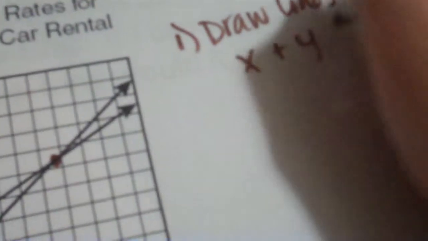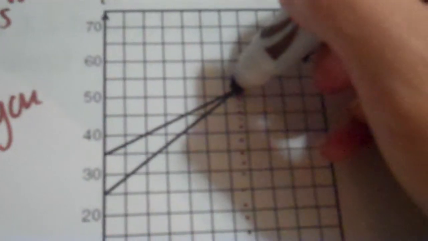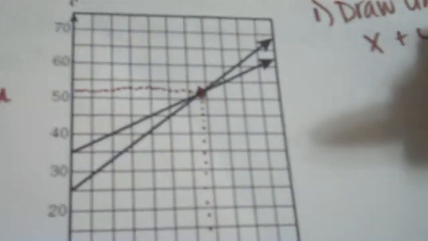I'm going to go ahead and put a dot at about where these 2 lines meet. Again, you're not doing this, you're just watching. They meet about there, okay? So the first thing I'm going to do is draw lines to the X and Y axis. I'm going to do a dotted line going down to the X axis that way, and then a dotted line going to the Y axis as best as possible.